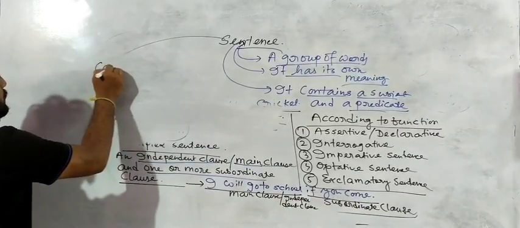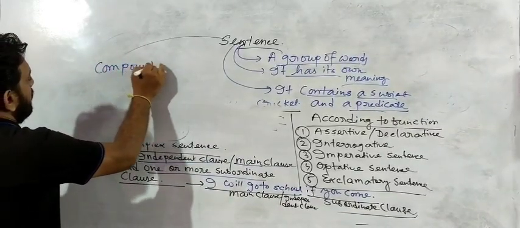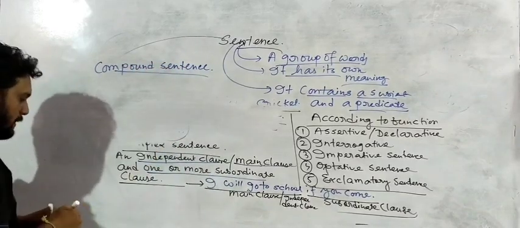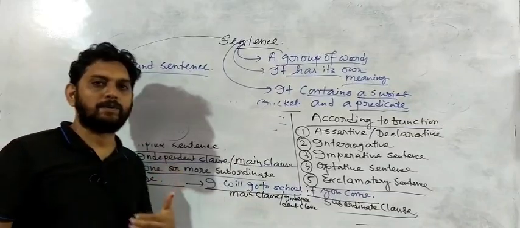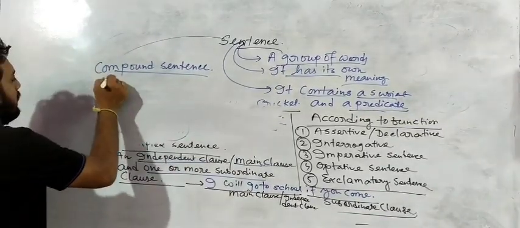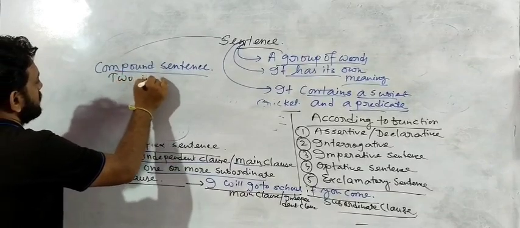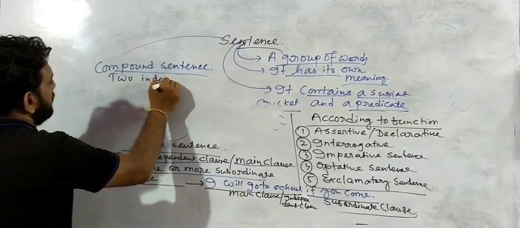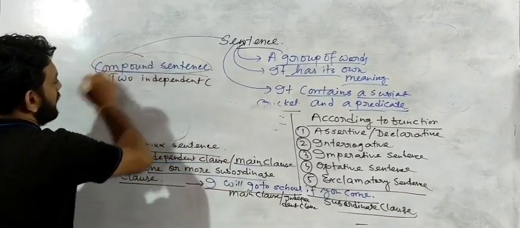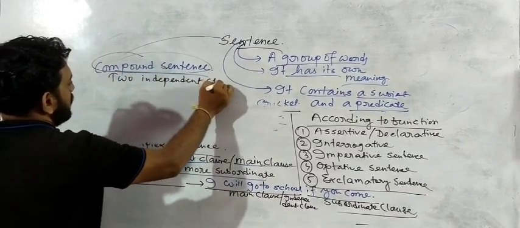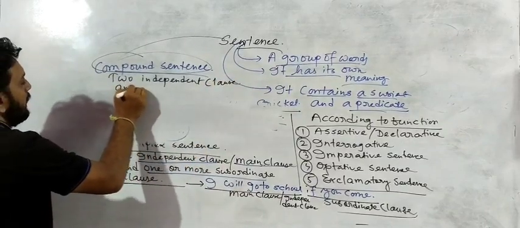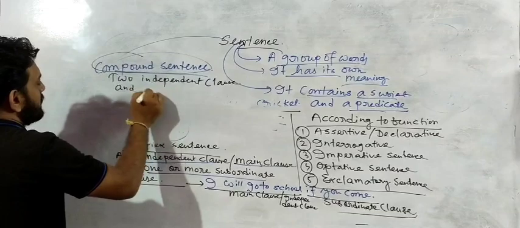Write it down. Compound sentence. What is a compound sentence? Always remember, in a compound sentence there are two independent clauses. A compound sentence always contains two independent clauses, and they must be joined by a conjunction.